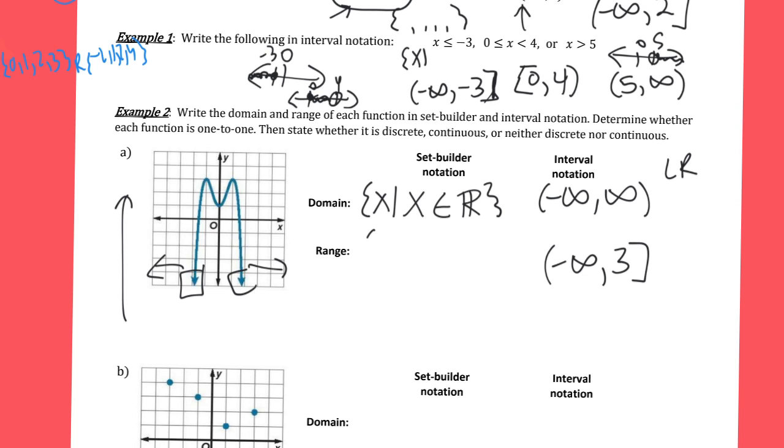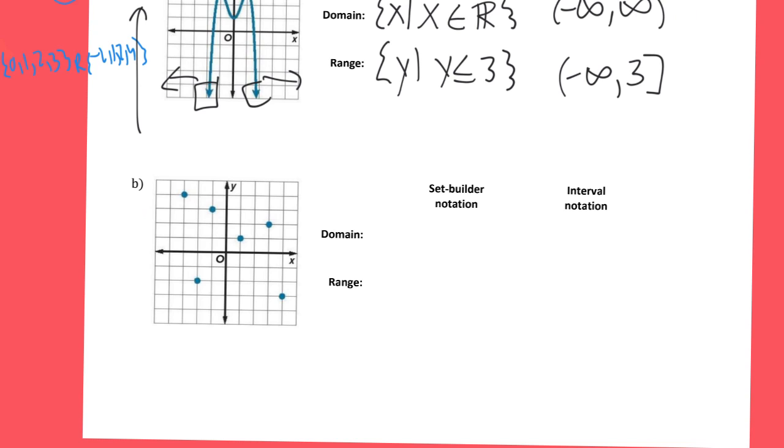And then the range: again, you describe it, because I'm not listing out all the points on this graph. It's going to be all the Y values that are less than or equal to 3. Basically you can write it as an interval, every value from -infinity up to and including 3, or Y is less than or equal to 3. That means the same thing. So we're trying to write the domain and range. Let's try the next one.